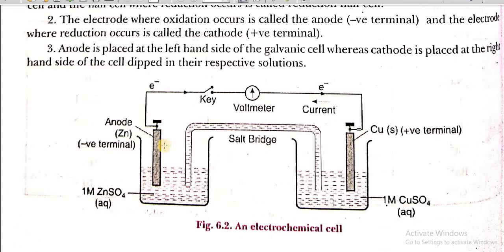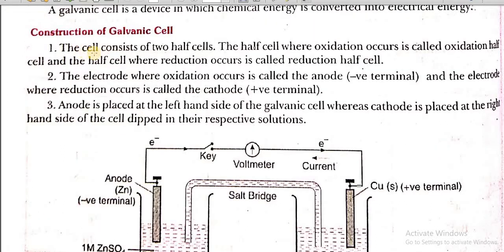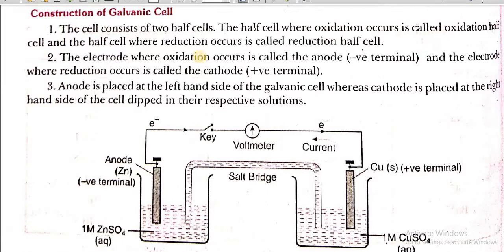So this is the general construction of the electrochemical cell. Now, first, the cell consists of two half cells. The half cell where oxidation occurs is called the oxidation half cell, and the half cell where reduction occurs is called the reduction half cell. So we have got two half cells, this half cell and this half cell.